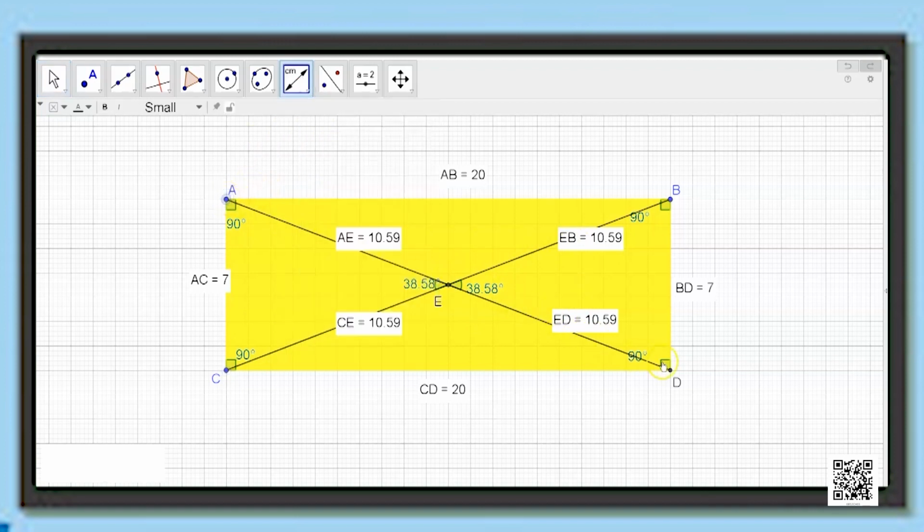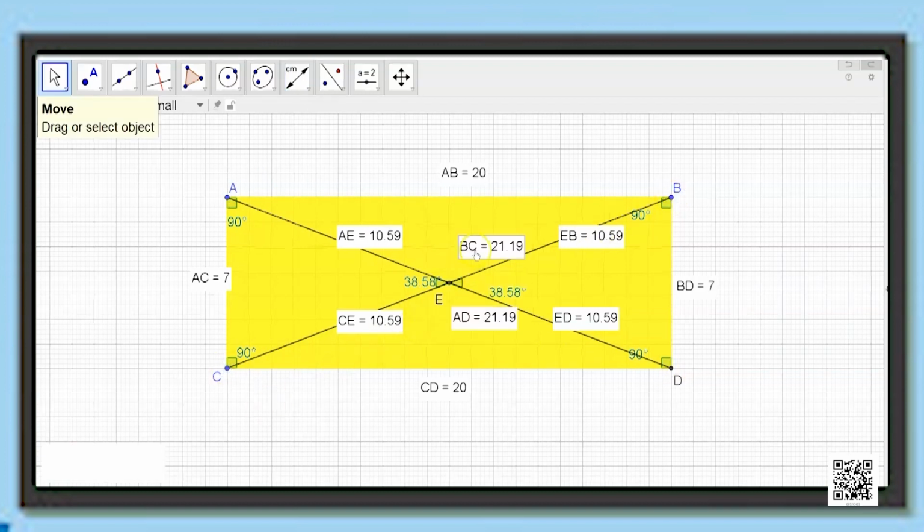So let us measure them. Let us first measure AD. It comes out to be 21.19. Next we will measure BC. So you can see BC is also 21.19 and AD is also 21.19. So when the parallelogram becomes a rectangle, its diagonals will become of equal length.